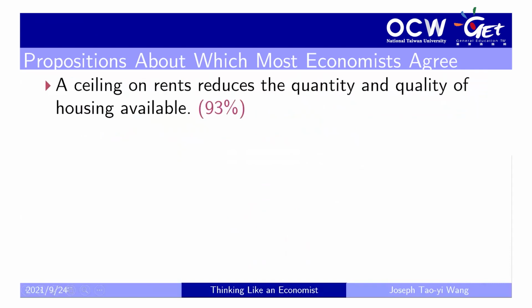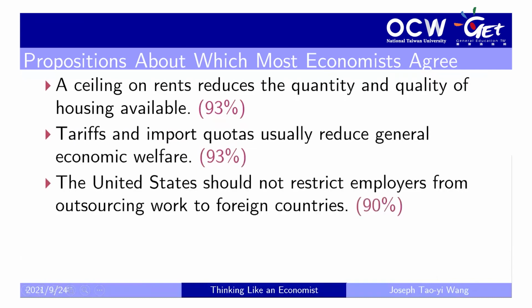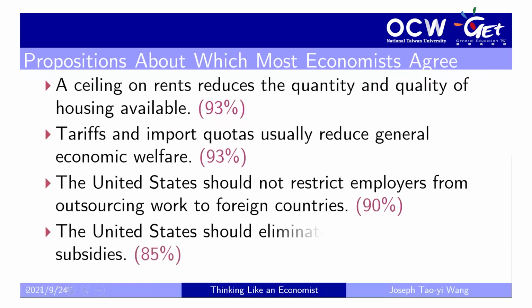All right, so here's a list of propositions most economists agree on. A ceiling on rent reduces the quantity and quality of housing available. 90% agree. Tariffs and import quotas usually reduce general economic welfare. 93% agree. The US should not restrict employers from outsourcing work to foreign countries. 90% agree. The US should eliminate agricultural subsidies. 85% of the economists agree. So here it's quite a strong consensus.